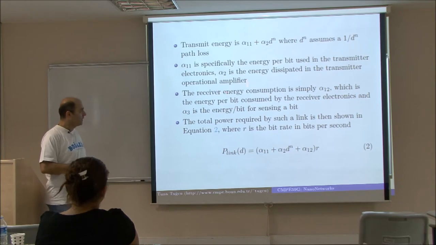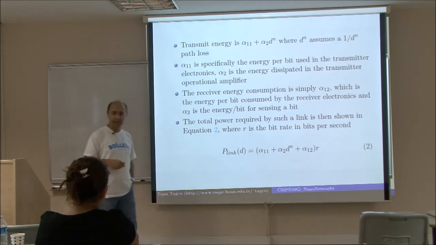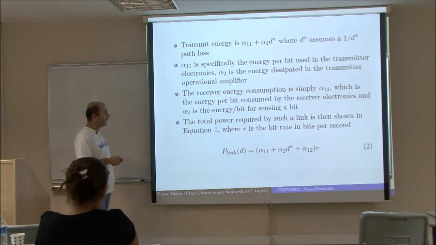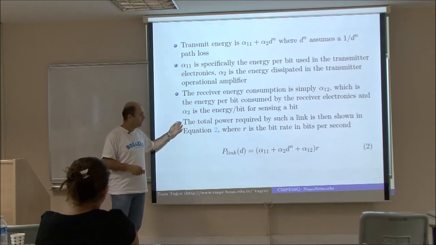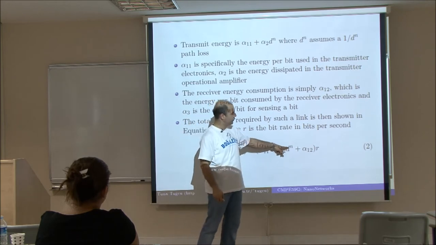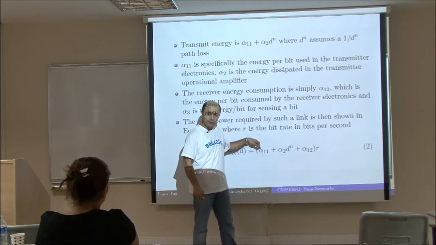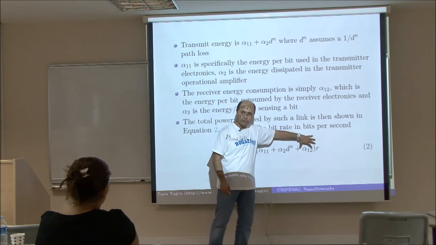So the receiver energy consumption would be alpha 12, which is energy per bit again consumed by the receiver electronics, and alpha 3 would be the energy per bit for sensing a bit. So the total power you require would be what? Alpha 11 plus alpha 2 times d to the n. This was for the transmission, plus this for the reception.